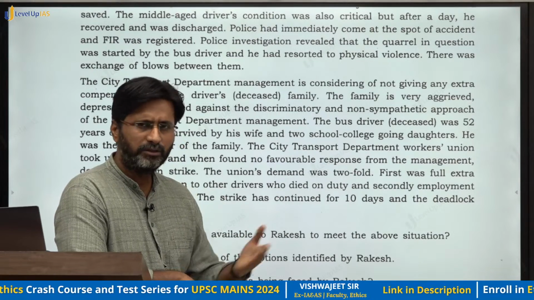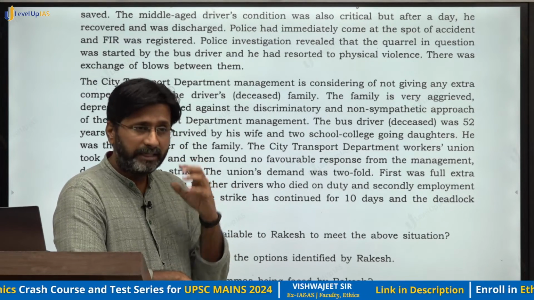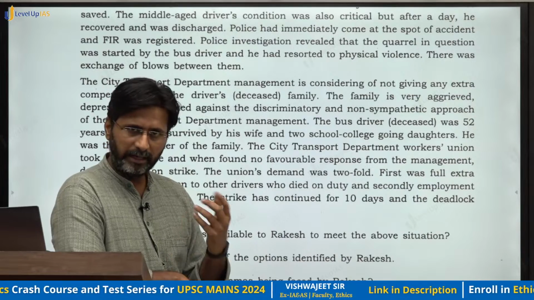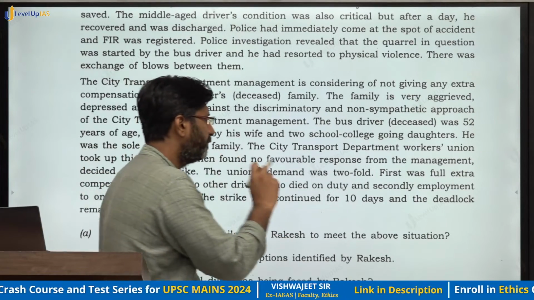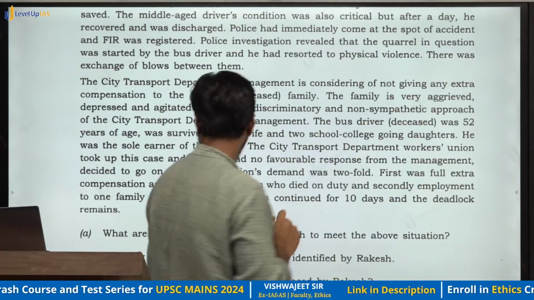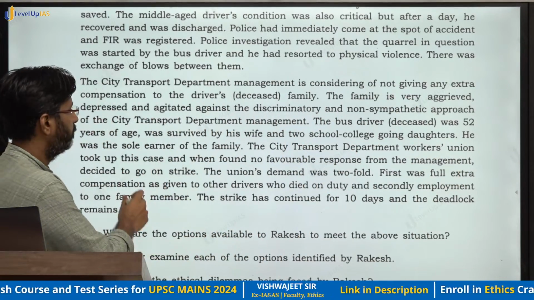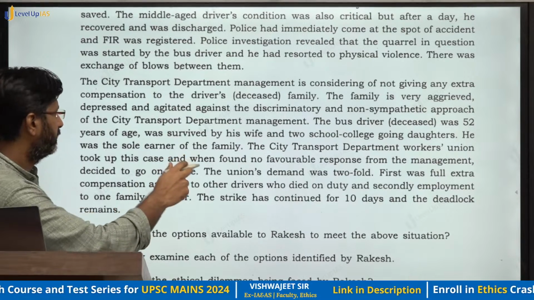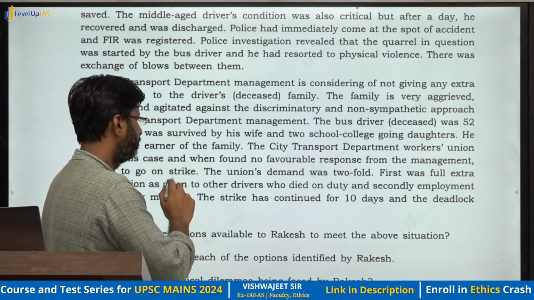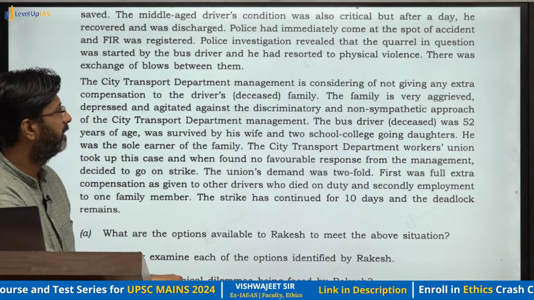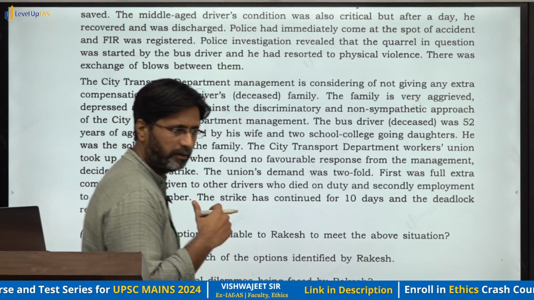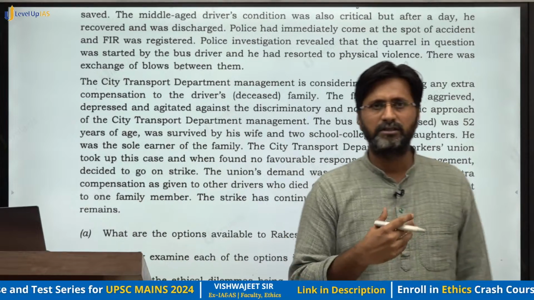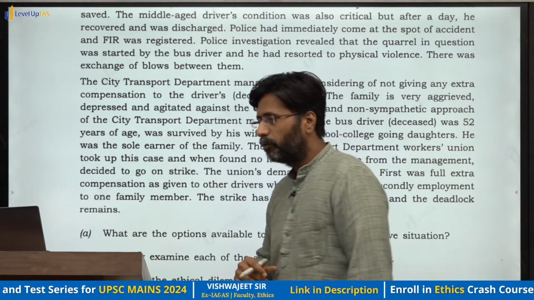Some here and there he should have just, so he only started the fight and he had to lose his life. Now, what the department has denied is extra payment of compensation and the job, okay. Secondly, employment to one family member. Strike has continued for 10 days and the deadlock. Now, here you know, the staff, the drivers union, what are they doing?